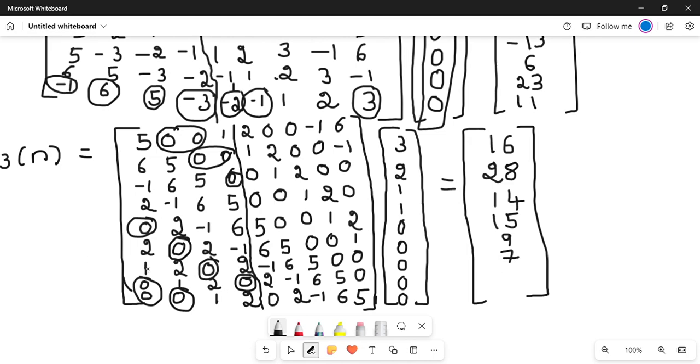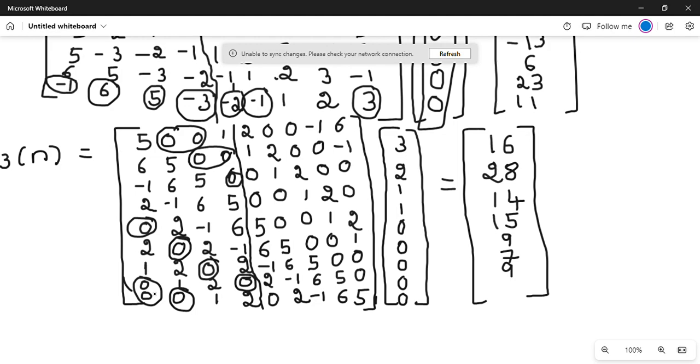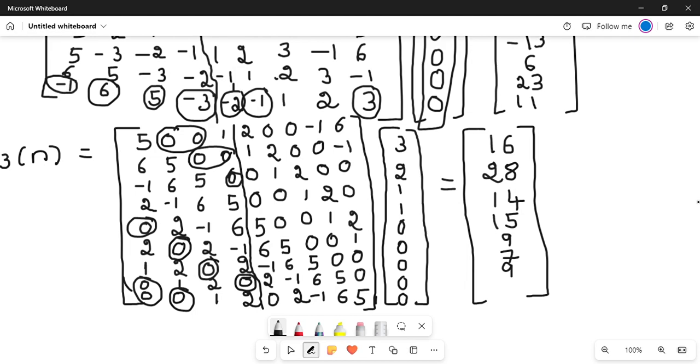and here it is 1 into 3s are 3, plus 2 2s are 4, plus 2 1s are 2, which is 9. And here how much? So 1 into 3s are 3, plus 1 into 2s are 2, plus 2 into 2s are 4, plus 2 into 1s are 2, and 0. Okay, it is 4.